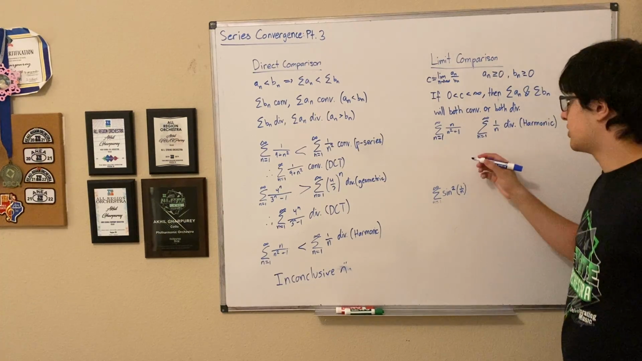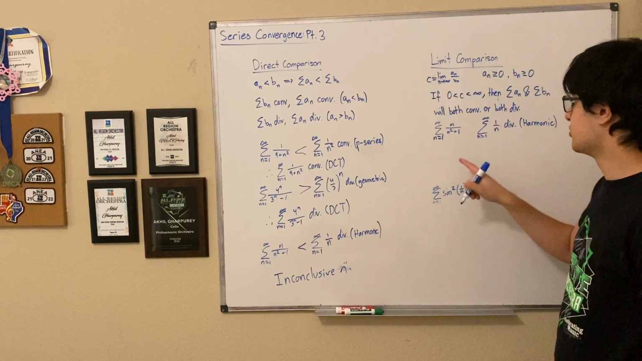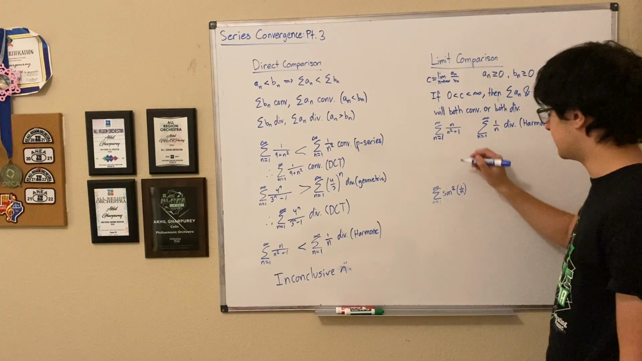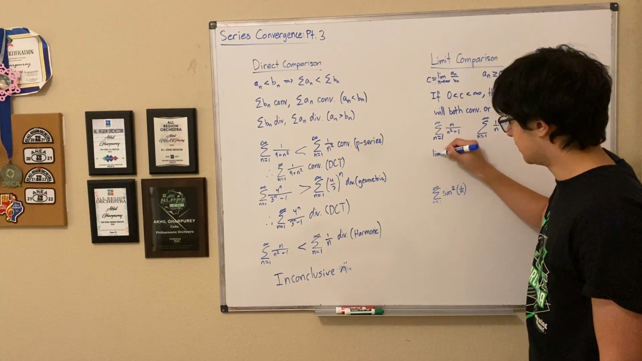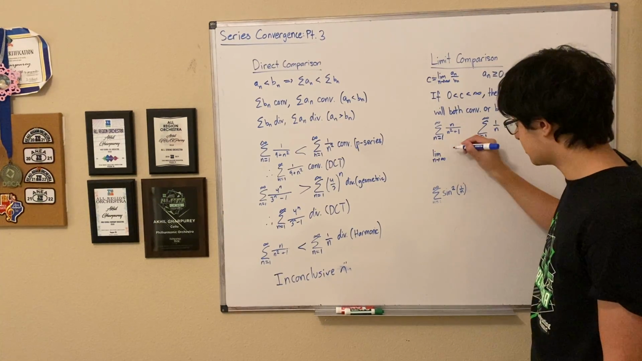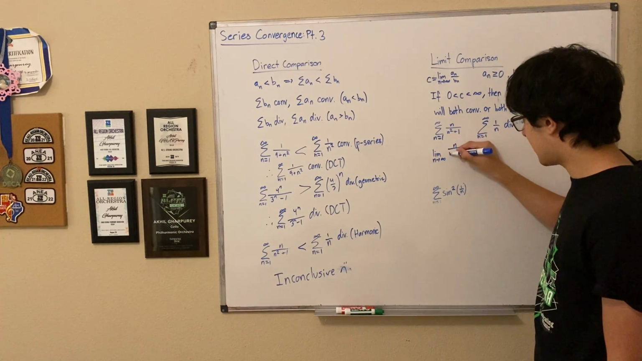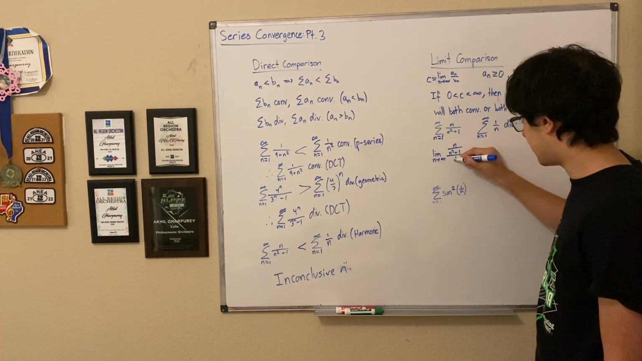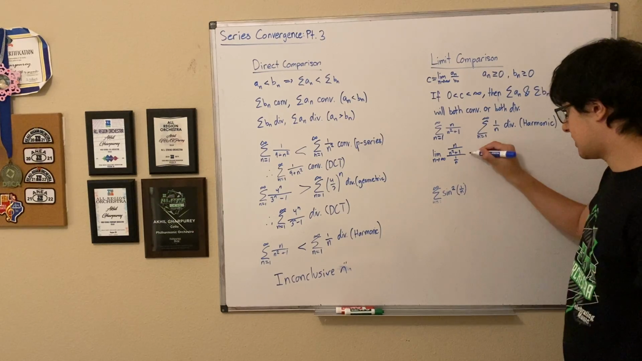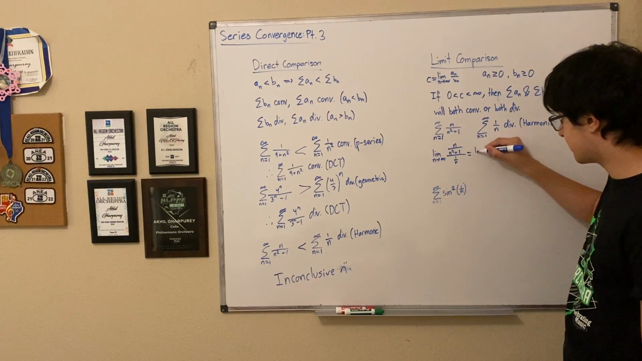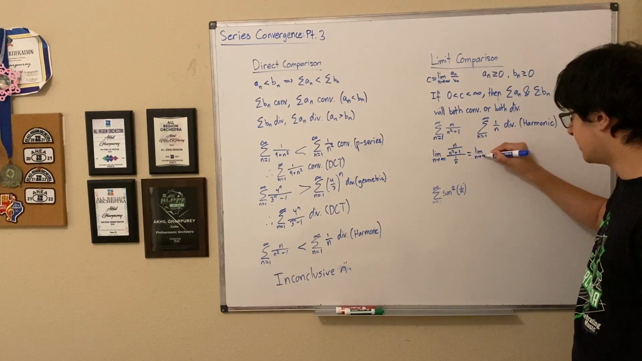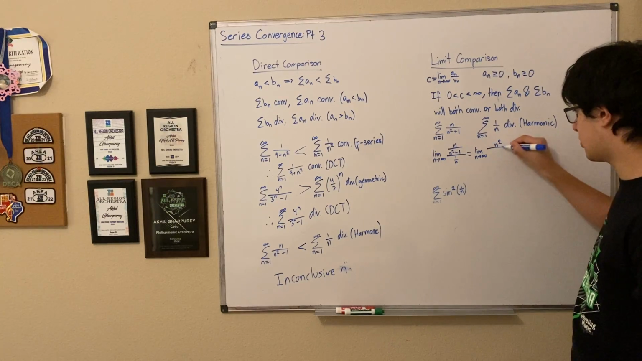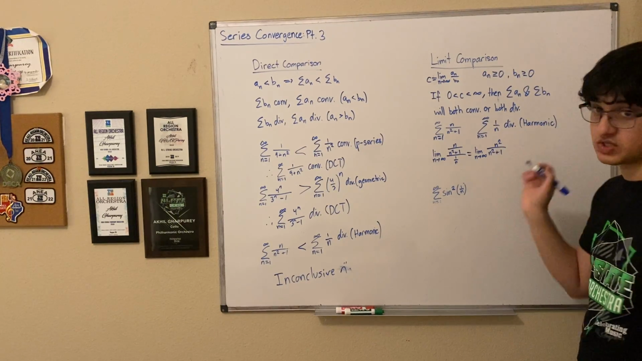So what we're going to do here is take the limit as n goes to infinity of this divided by this. So we're going to have the limit as n goes to infinity of n over n squared plus 1 divided by 1 over n. And multiplying by the reciprocal, this just gives us the limit as n goes to infinity of n times n, or n squared, divided by n squared plus 1.